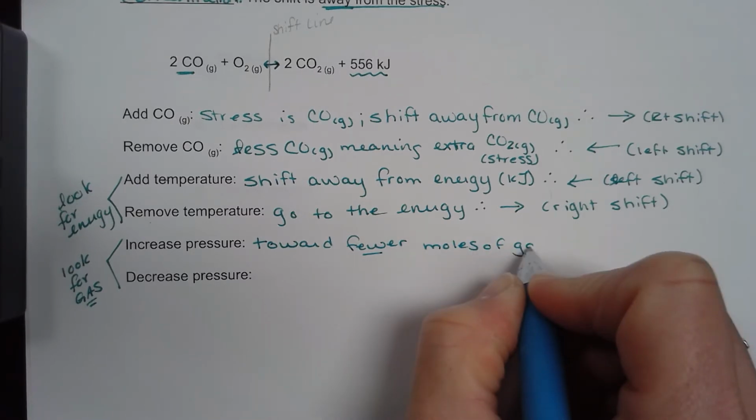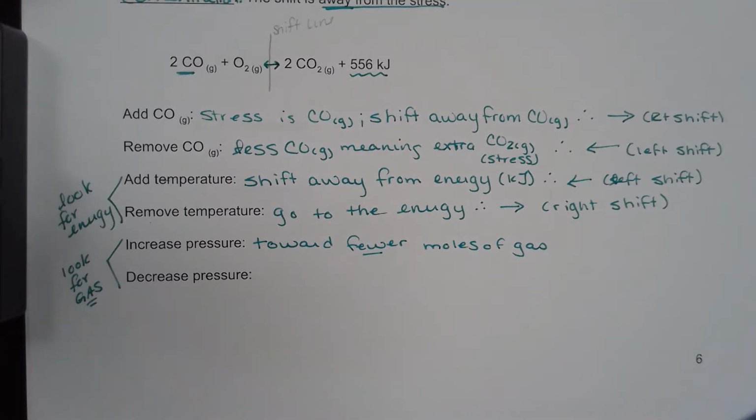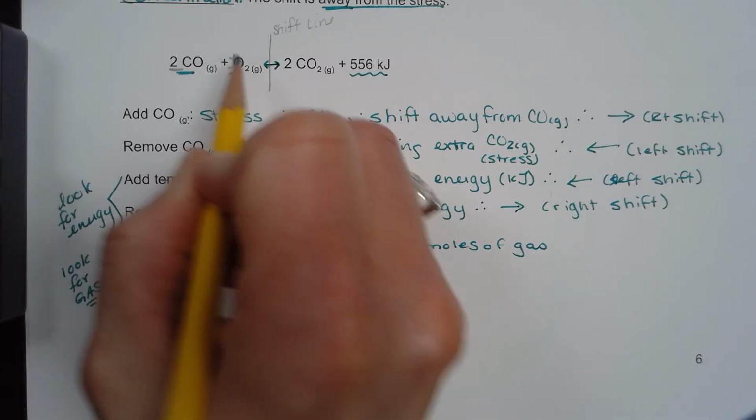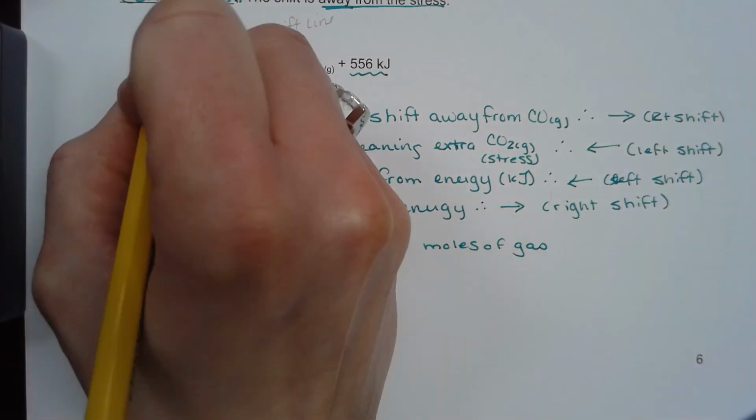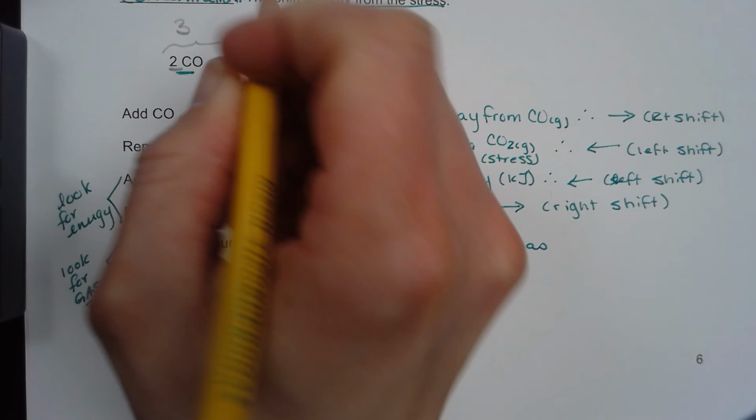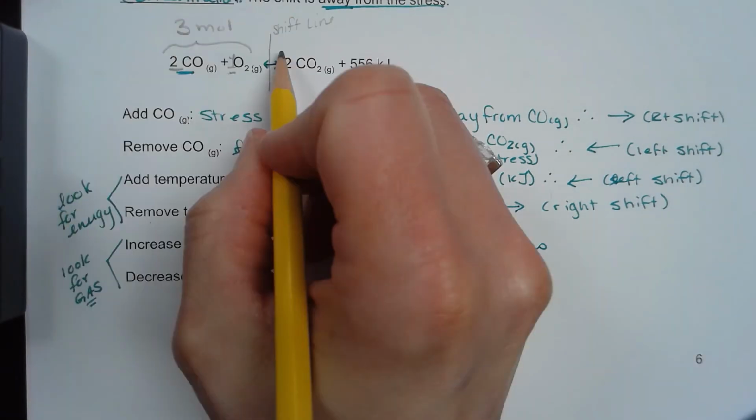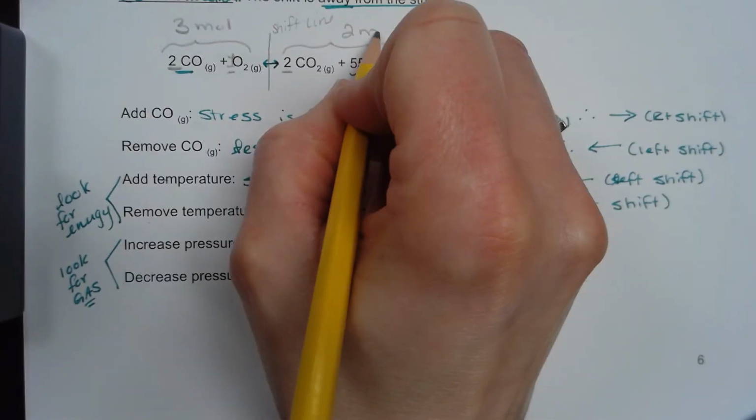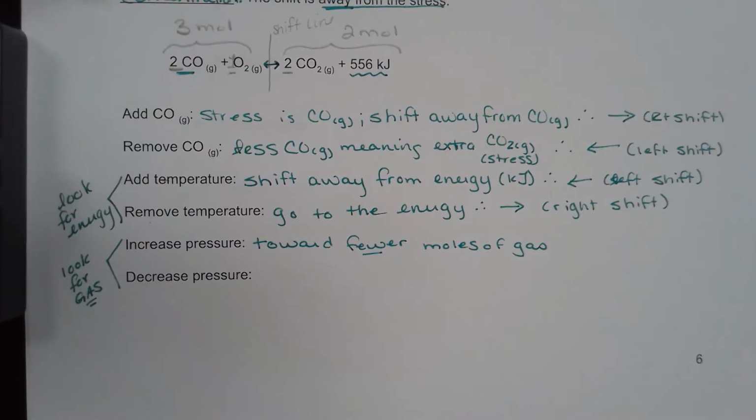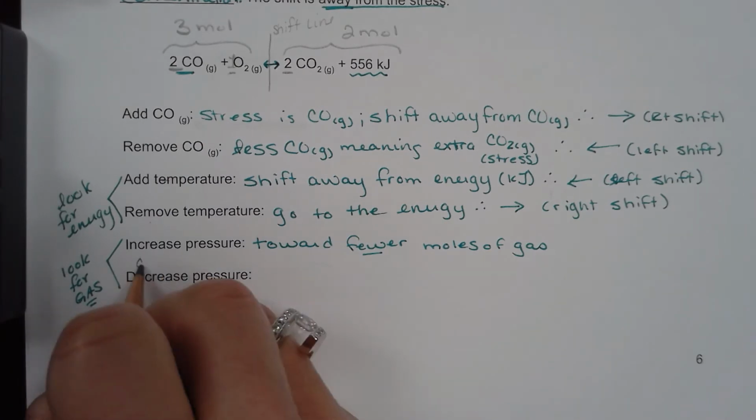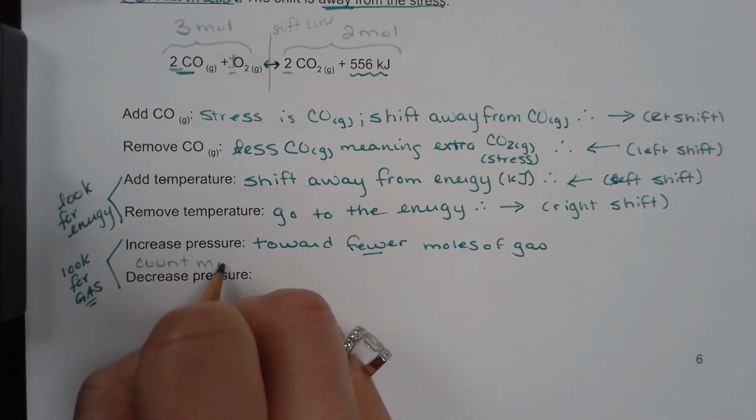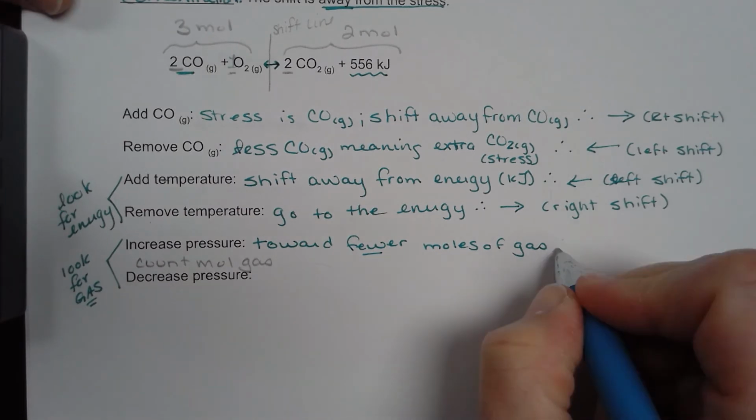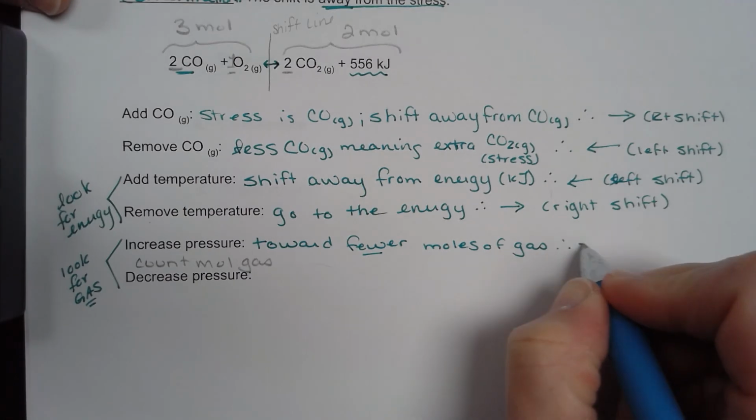Okay, so how do we do that? Let's count. We've got 2, and there's a 1 here that we don't write. So how many moles of gas? We've got 3. 2 plus 1. And then over on this side, we've got 2 moles of gas here and none here, so 2 moles. So count moles of gas. So towards the fewer moles in this case, we're going to go right.